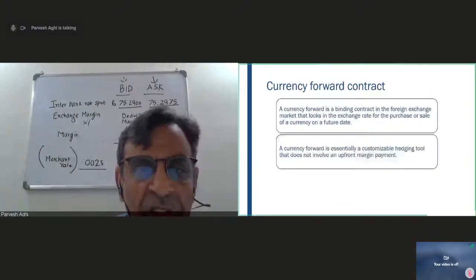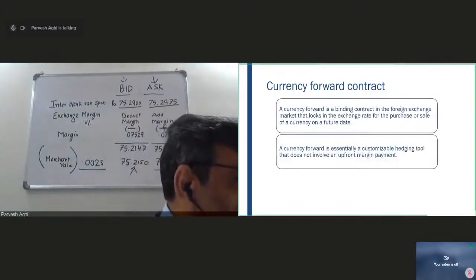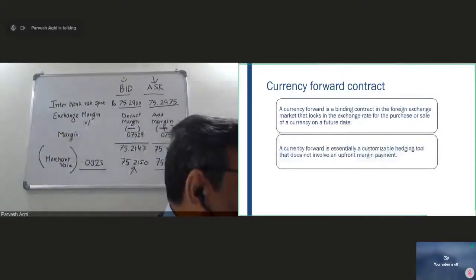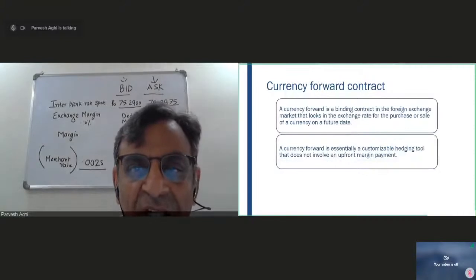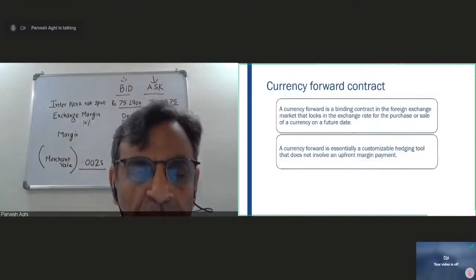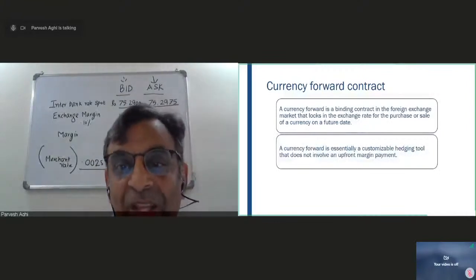A currency forward is essentially a customized hedging tool. Now this is very, very important. Please note the point. Okay. A currency forward is essentially a customizable hedging tool that does not involve any upfront margin payment. So it's a customizable hedging tool.